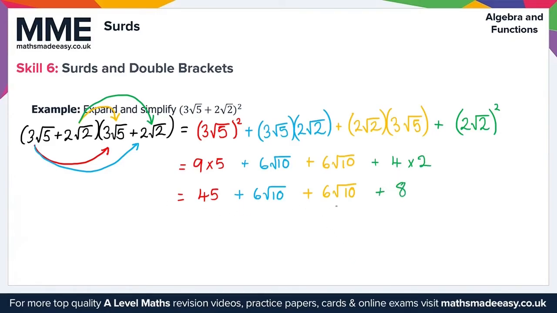So simplifying everything here now, 45 plus 8 would give us 53. So what I get here is 53. And I've got 6 root 10 plus another 6 root 10. And if we collect those like terms here, what I get is 12 root 10. Okay, so that gives us everything we need there for skill 6 on surds and double brackets.